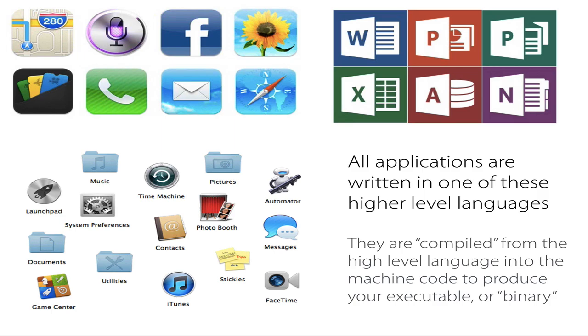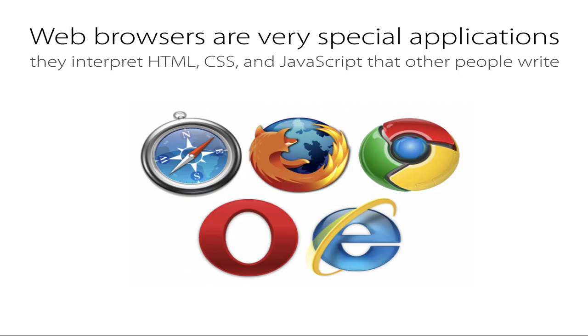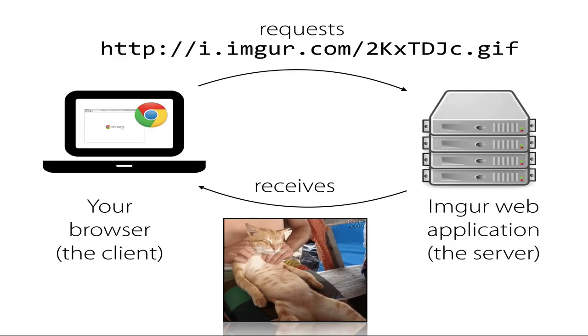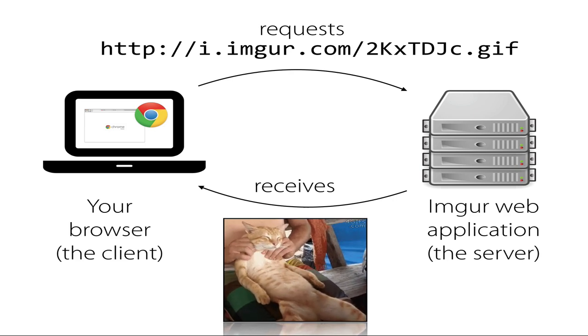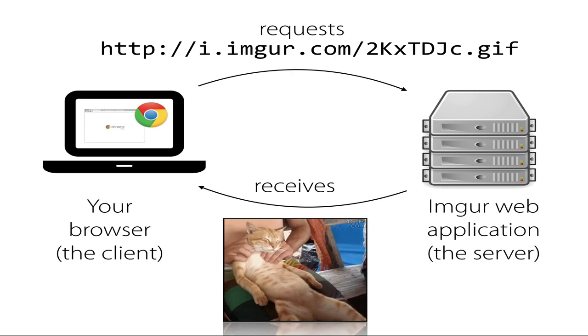Now, web browsers are a very special kind of application in that they interpret HTML, CSS, and JavaScript that other people write. And I want to talk to you about how special this is. So your web browser requests something from a web server. So here's a browser on the left, and I have Chrome on my laptop, and I request this image from Imgur, and the web application server sends back this image, which is of this very relaxed cat getting some kind of top tier cat therapy treatment. And so there's this request and response cycle. I request this URL, and the web server responds with this image, okay?